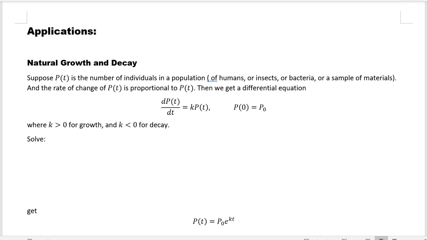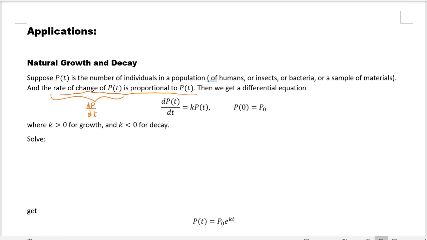Suppose P of t is the number of individuals in the population. It could be of humans or insects, bacteria, or a sample of materials. And the rate of change of P of t is proportional to P of t. Okay, so what does that mean? The rate of change of P is dP/dt. It's proportional to P of t. It means dP/dt is a constant times P of t.